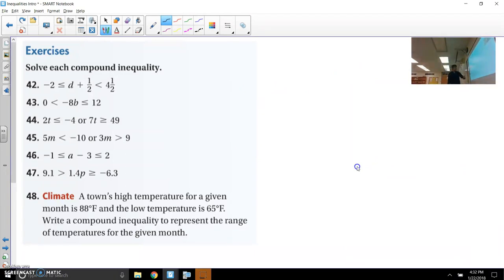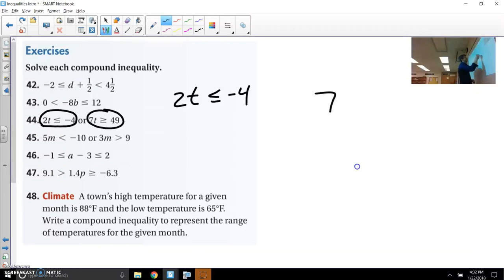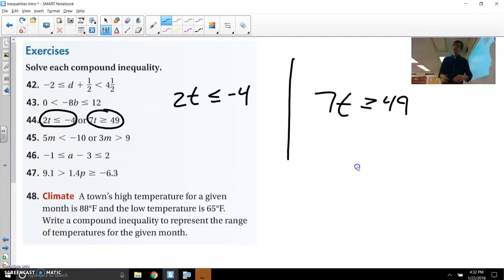So 44, we have what's called an OR problem. Either this is true or this is true. There's no values that can make them both true simultaneously, okay? So I'm going to say 2t is less than or equal to negative 4. And on the other case, 7t is greater than or equal to 49. So I really need to solve both of them. Don't pick one. It doesn't mean solve this one or that one. It means solve both so that we can put the ideas together.